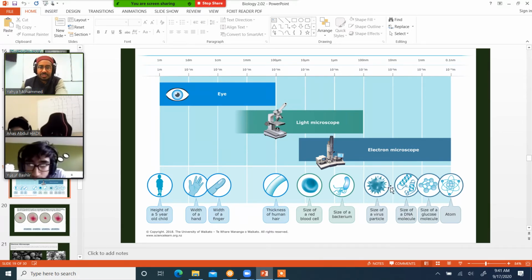Usually, if you want to see a virus, you can't see it with a light microscope. Bacteria is right on the edge. You can see it, but you're not going to see any detail. A virus, you pretty much can't see with a light microscope.